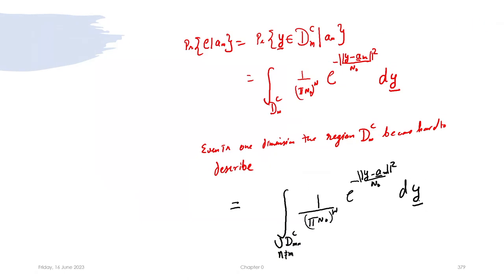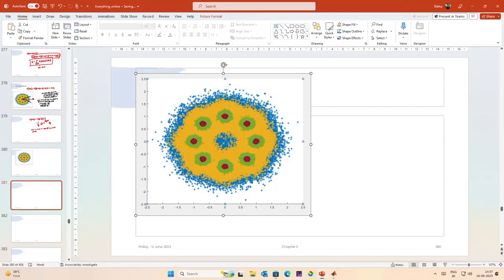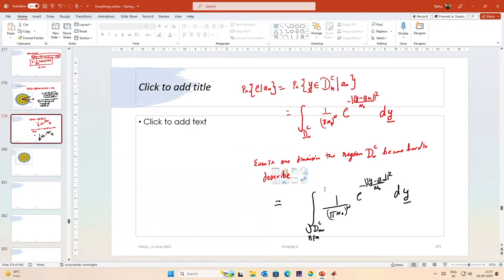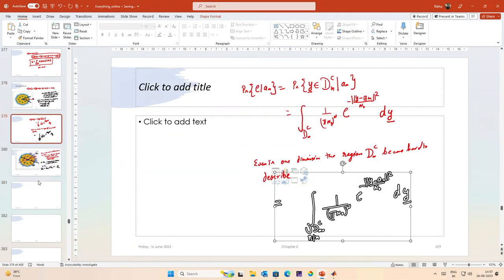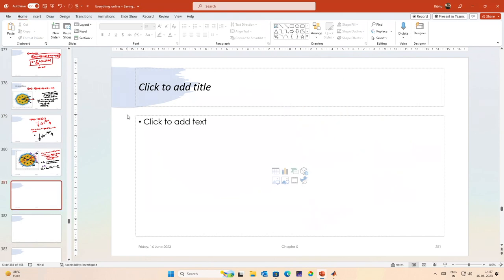But how does this help us? Since this is a union, and this is a probability over a union, we can say that, let me copy that last result and paste it here.